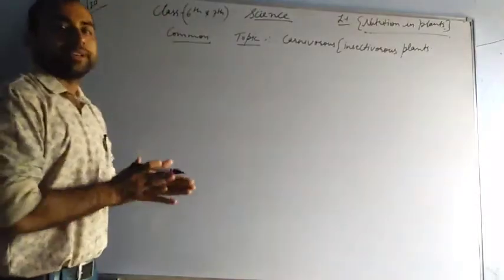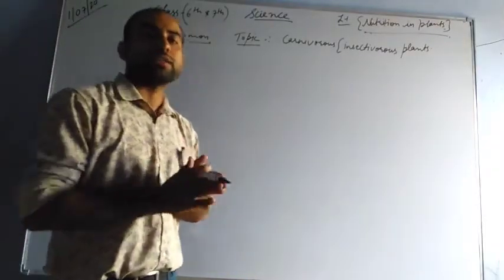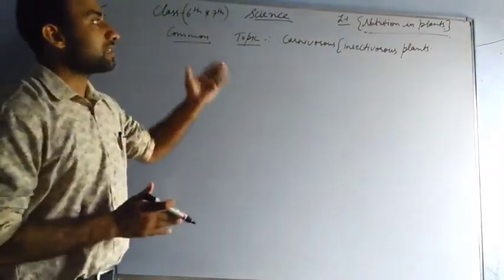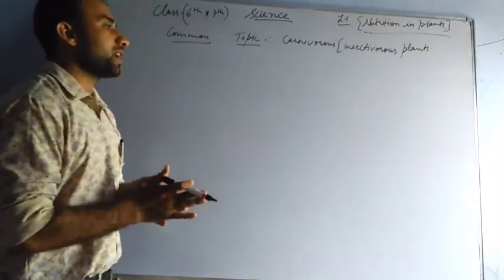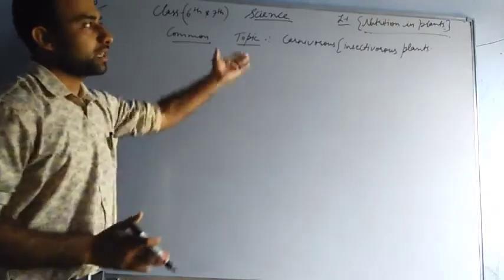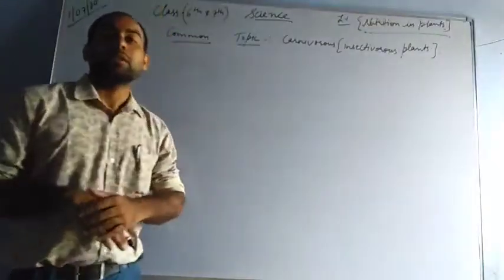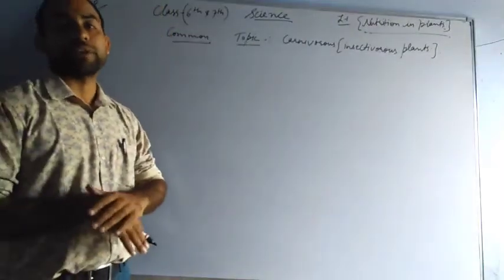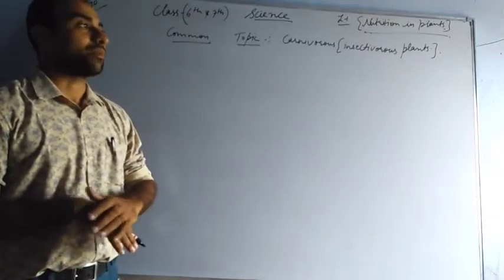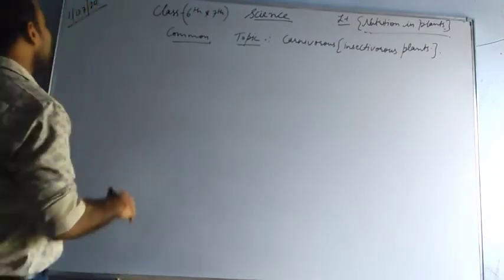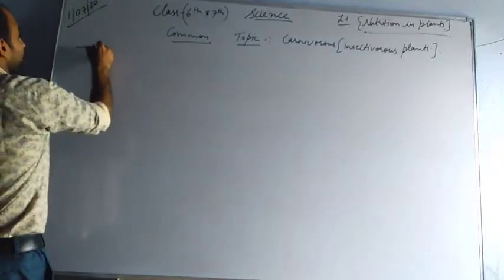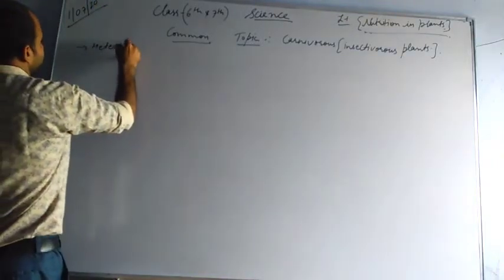So, good morning students. Today we are going to start our new class, and lesson 1 is in progress, that is nutrition in plants, and the topic running is carnivorous insectivorous plants. Let us take a quick revision of what we have already studied in our previous classes. Our topic, heterotrophic nutrition, was in progress.